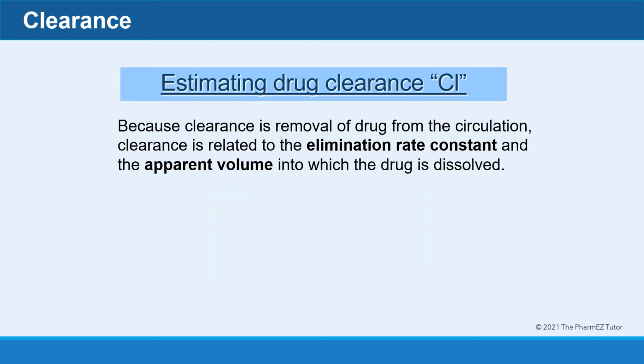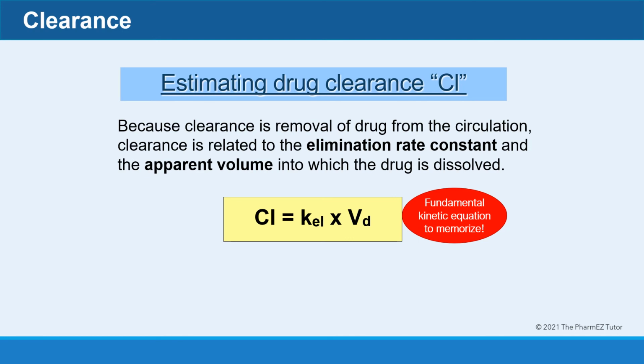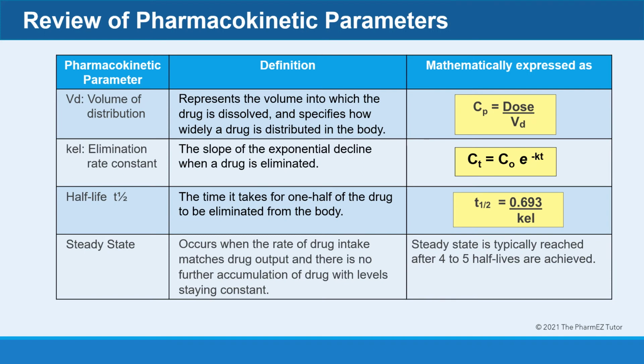Because clearance is removal of drug from the circulation, clearance is related to the elimination rate constant and the apparent volume into which the drug is dissolved. It can be expressed mathematically as clearance equals KEL times VD. This is an important fundamental kinetic equation that you'll need to memorize. The following two tables provide a review of the pharmacokinetic parameters that we have just discussed. They provide their definitions as well as how they're mathematically expressed.